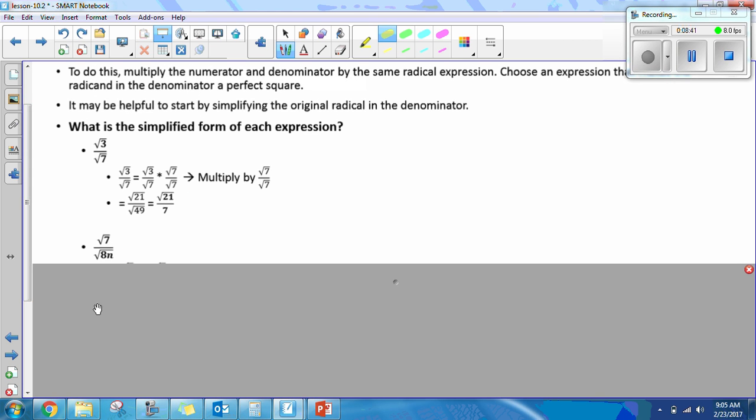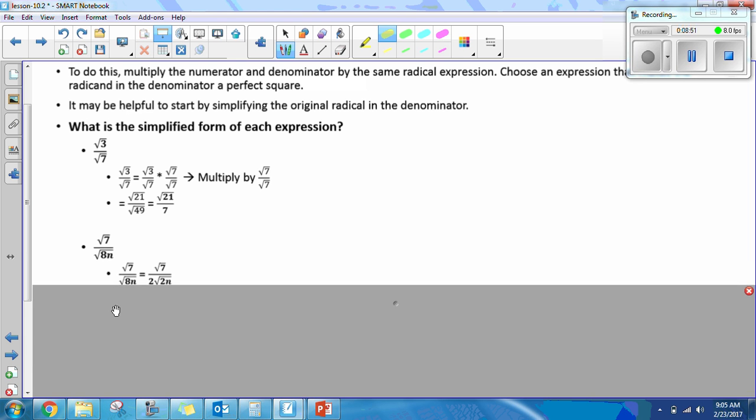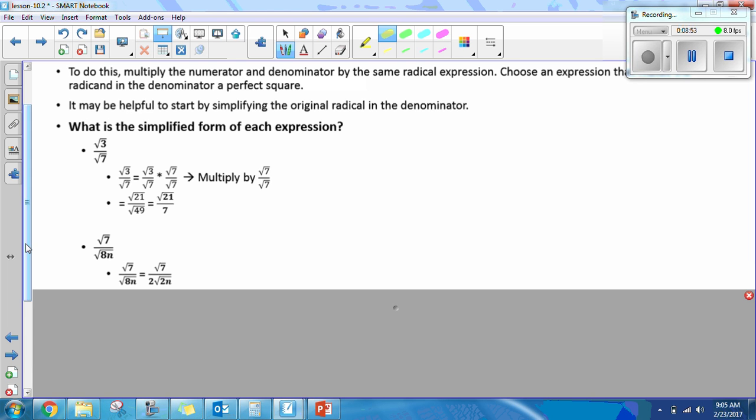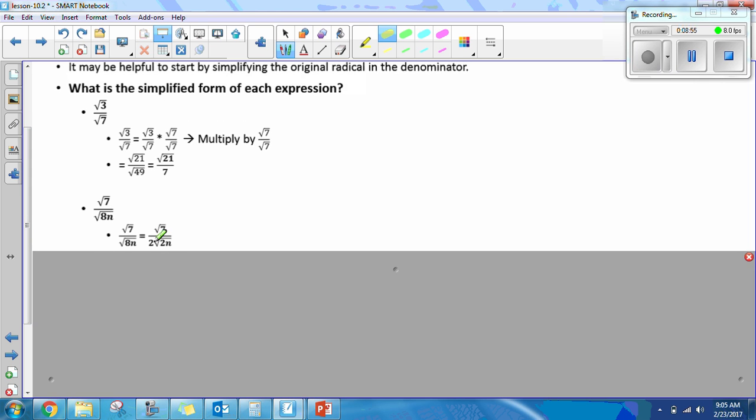Here we have radical 7 over radical 8n. 8 is not a perfect square, but we do recognize that it has a factor of 4 that is a perfect square. So we're going to use the multiplication property of square roots to separate 8n as 4 times 2n, and then the square root of 4 would be 2, so on the denominator we have 2 radical 2n, and in the numerator we still have that radical 7.